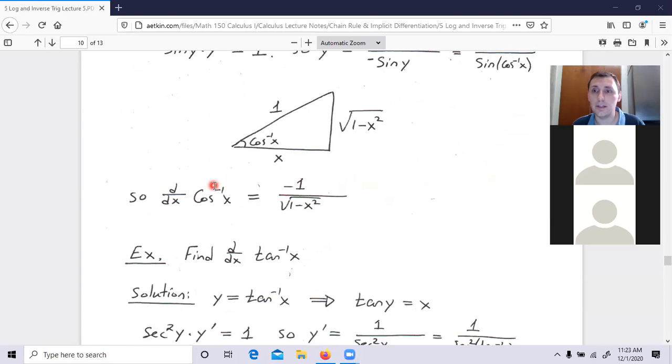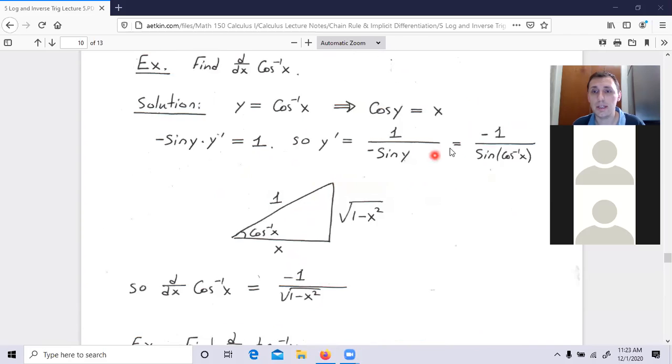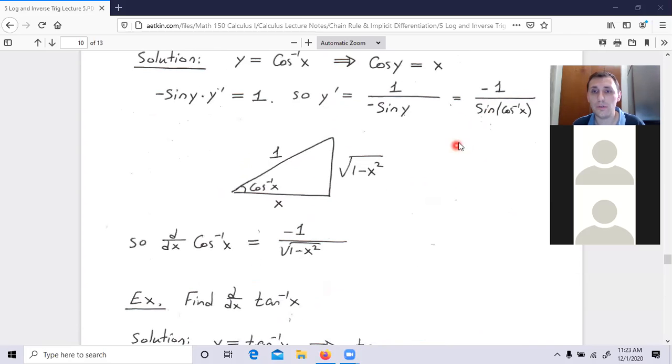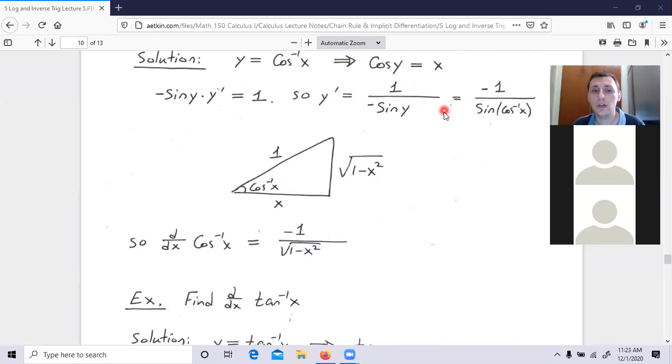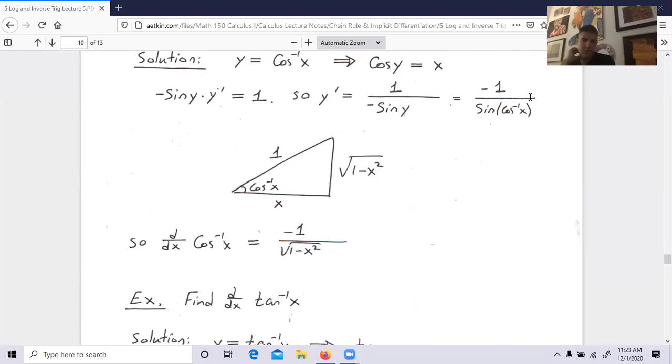So the derivative of cosine inverse is minus 1 over sine of cosine inverse. And sine will just be root of 1 minus x squared divided by 1. So the answer is minus 1 over root 1 minus x squared. Understood? Now, very quickly, please calculate the derivative of tangent inverse.